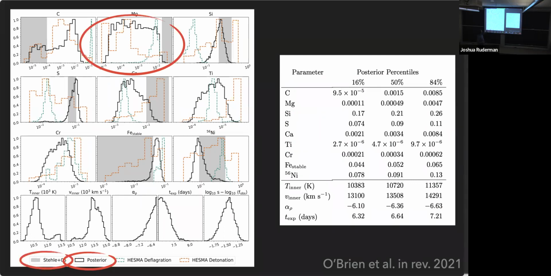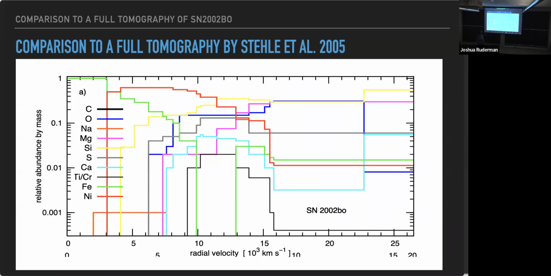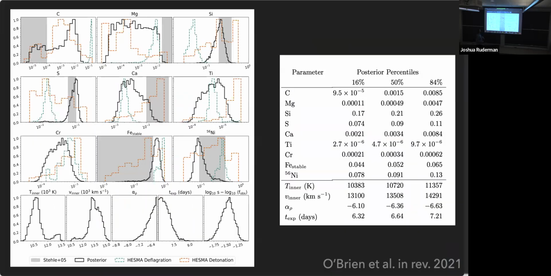Then we have a result that was previously fit by Stehle et al. 2005, and they did this by hand. They didn't have uncertainties, but they had measurements over multiple spectra, so we just used the ranges that they were finding. So these are essentially the Stehle et al. 2005 results. Then we have the deflagration.